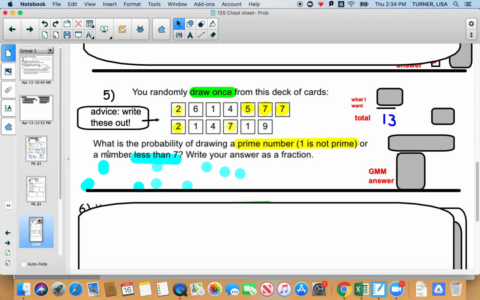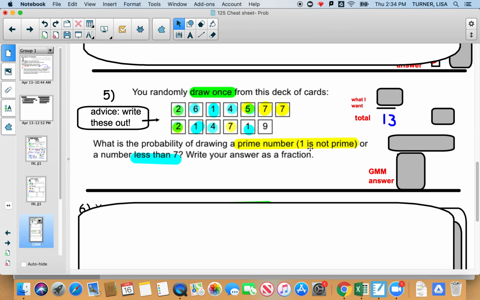And then, or, there's that word or, a number less than 7. So where are my numbers less than 7? 1, I'm going to go in order. 2, even though they're marked, I'm going to mark them again. I don't count them twice in my total, but they count. 3, there's no 3. 4, less than 7. 5, and 6. All right.